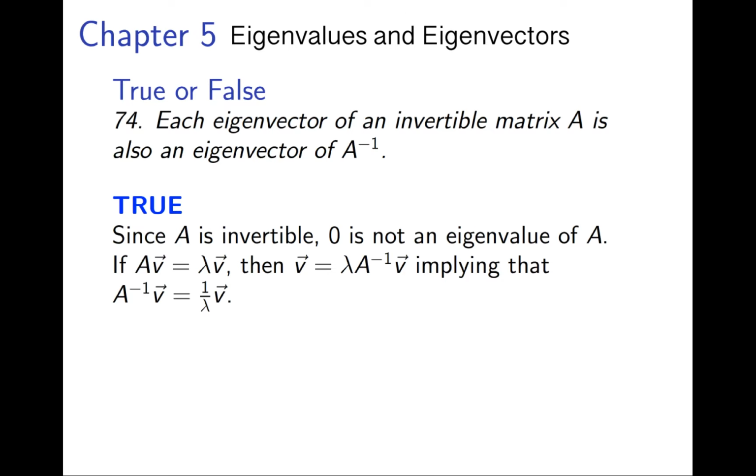And then we could divide both sides of the equation by lambda since it's not equal to 0. And this tells us that A inverse V is equal to 1 over lambda V. So V is also an eigenvector for A inverse, and its corresponding eigenvalue is 1 over lambda.